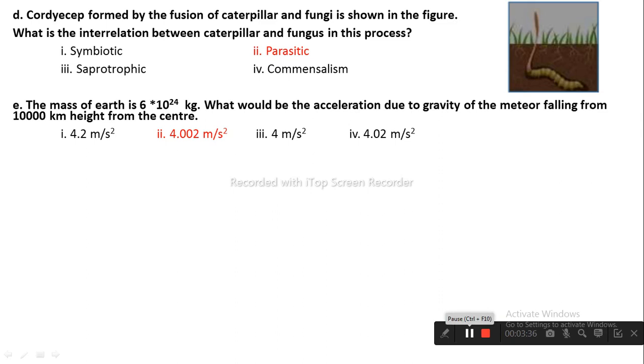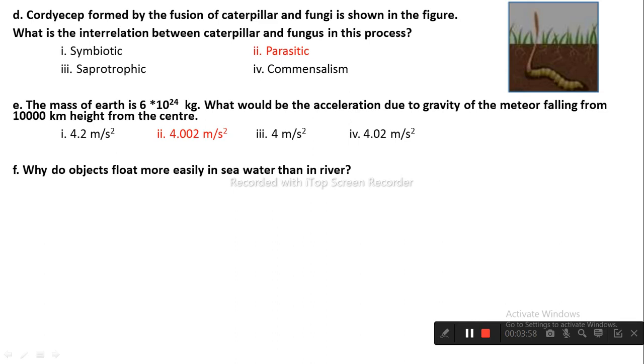So here in the question, the mass of Earth is given, and the height of the meteor from the center of Earth is also given. Using the formula, acceleration due to gravity small g equals capital G capital M by (R plus H) whole square, we will get the answer.